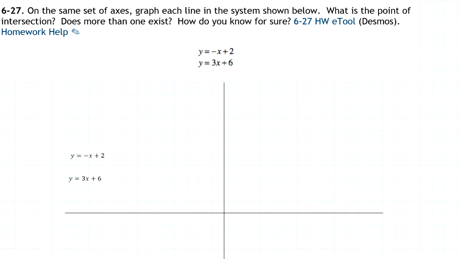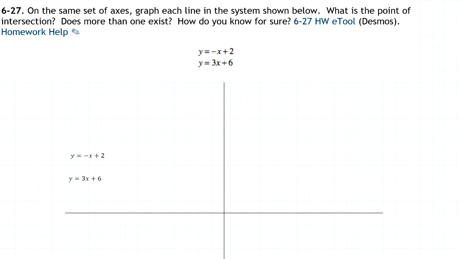So we've seen a problem like this recently in the homework set. Here's another one. On the same set of axes, graph each line in the system shown below. What is the point of intersection? Does more than one exist? I guess point of intersection, and how do you know for sure?